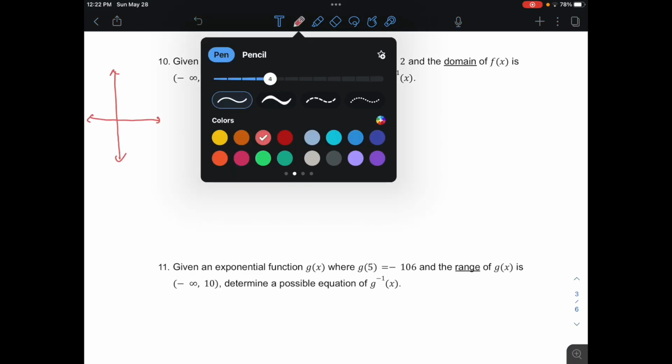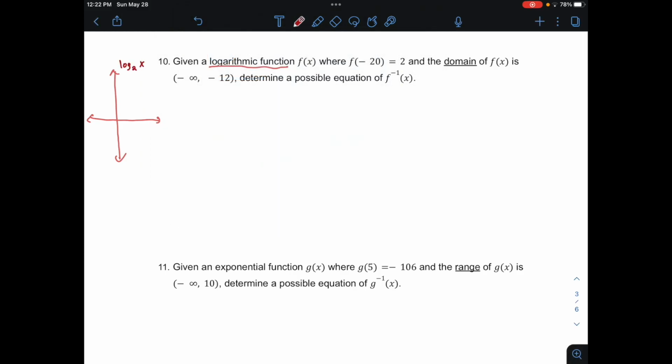Generally, if we have some parent logarithmic function, let's just call it log base 2 of x, by default we have an asymptote at x equals 0. We would go through the point (1, 0), and look something like this. So if our domain is now negative infinity to negative 12, let's pretend this is negative 12 here. That's telling me that we're actually going this way, okay? So somehow our graph has to be reflected over the y-axis.